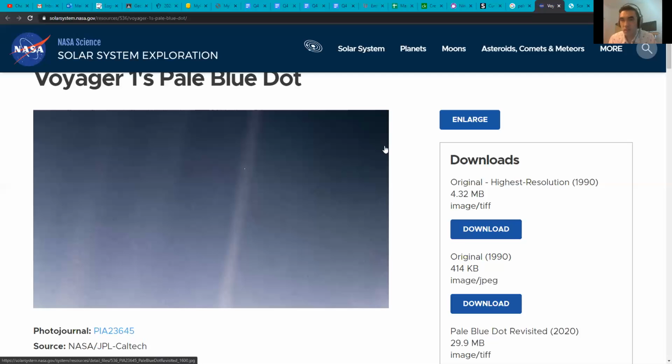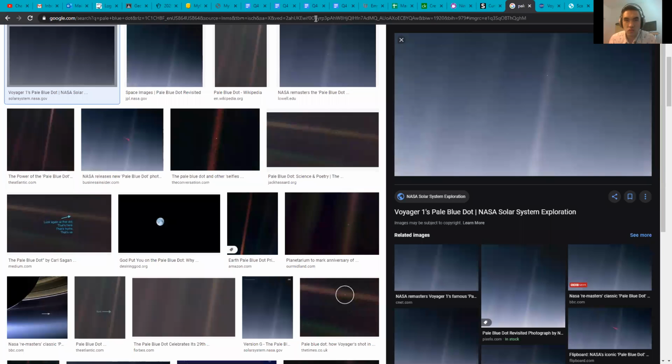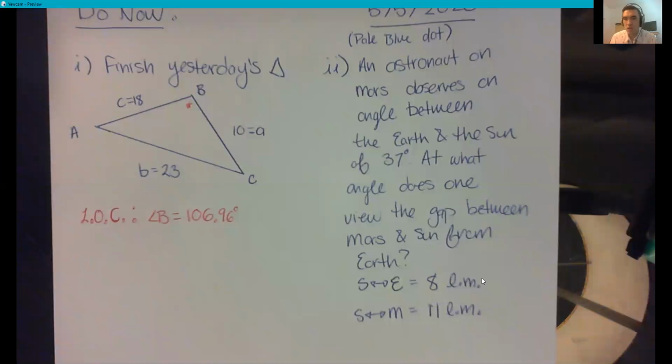Okay, nonetheless, fun stuff. I just wanted a question that had a little bit of context. So let's go ahead and draw the functional diagram that will allow us to answer the question. If one person is on Mars and they see the Earth and the Sun at 73 degrees apart in the sky, what does that look like on Earth at the same time? How far apart would Mars and the Sun be?